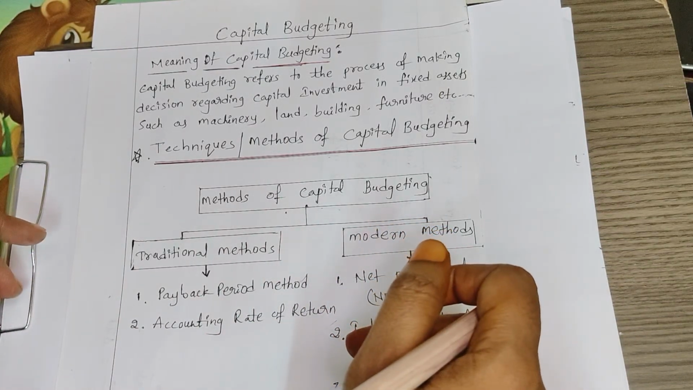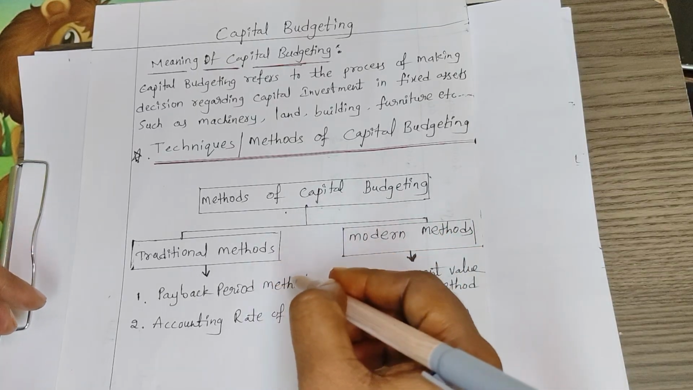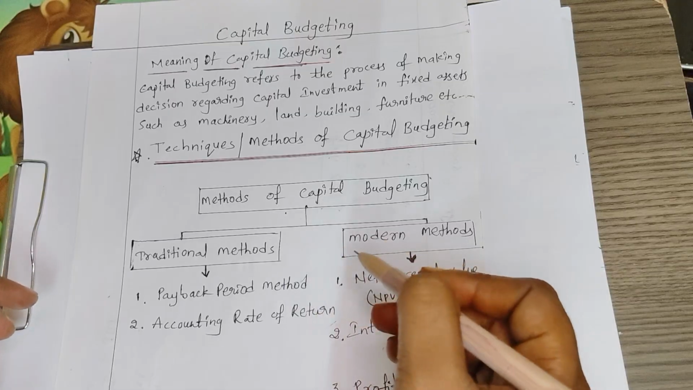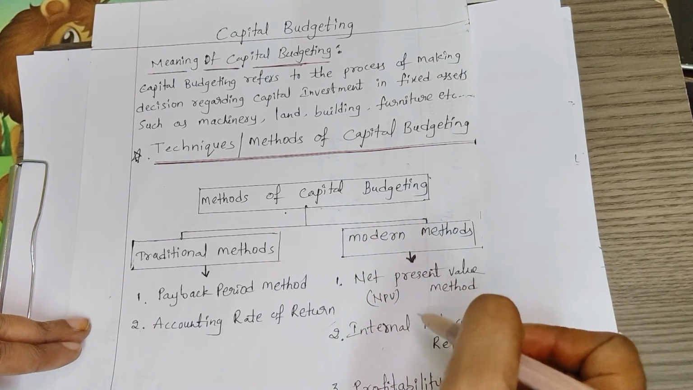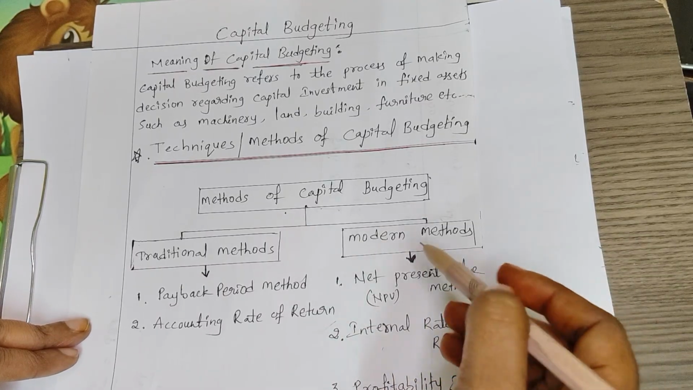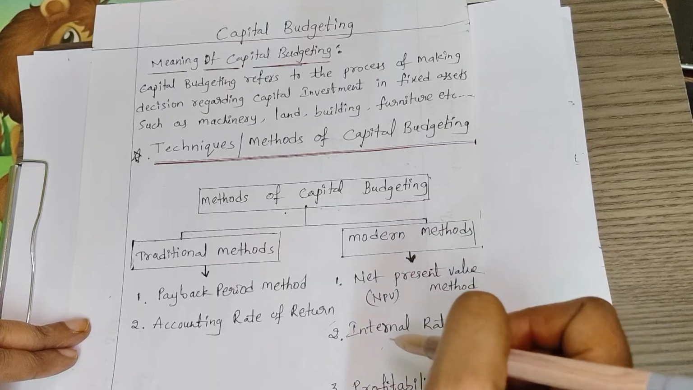In the last videos, we discussed capital budgeting traditional methods, payback period method and accounting rate of return. In this class, we are discussing modern methods. What are the modern methods? Net present value method, internal rate of return, profitability index. Here we are discussing net present value method and profitability index.